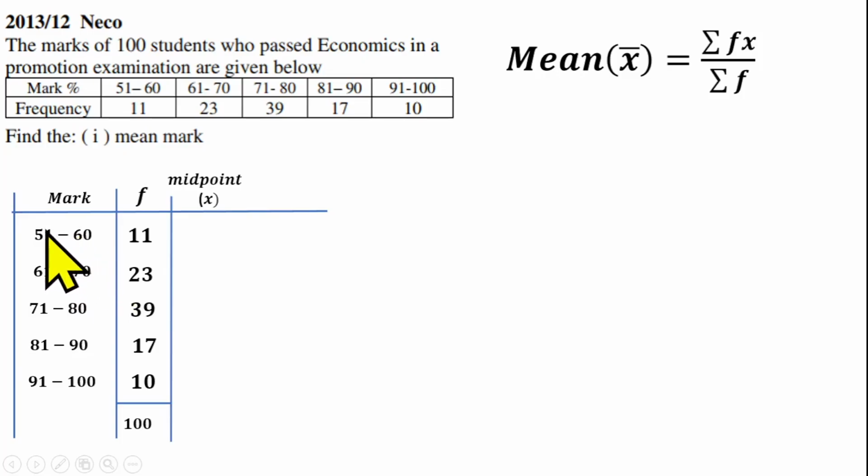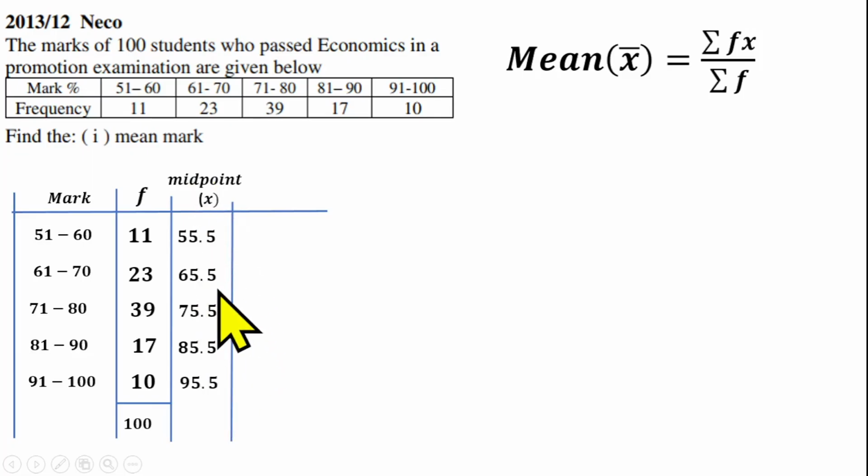So you have 51 plus 60, that gives us 111 divided by 2, that gives us 55.5. 61 plus 70 divided by 2 will give us 65.5. 71 plus 80 divided by 2 gives us 75.5. 81 plus 90 divided by 2 gives us 85.5. Then 91 plus 100 divided by 2 gives us 95.5. So this will represent our x now. This is the only thing that is missing from the table to be able to find our mean.